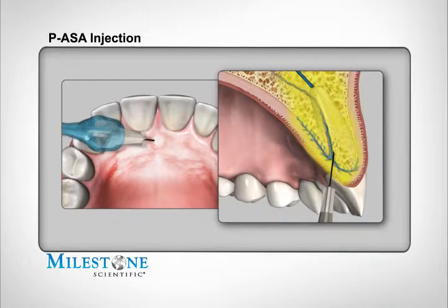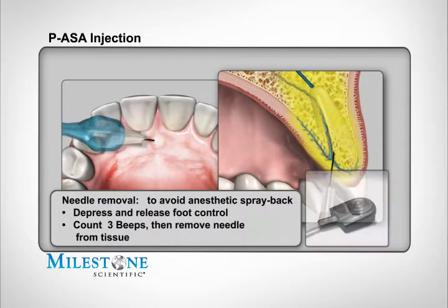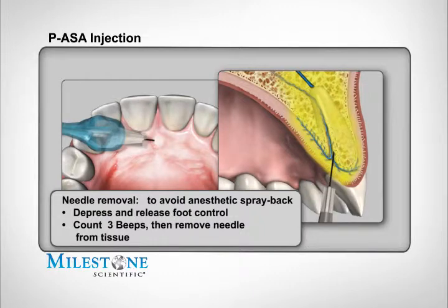To avoid anesthetic sprayback during needle removal, use the following needle removal technique. While the needle is still embedded in the patient's tissues, depress and release the foot control pedal. Count 3 beeps after releasing the foot control and then totally remove the needle from the patient's mouth. Direct the needle away from the patient as a small amount of anesthetic solution may still be present.